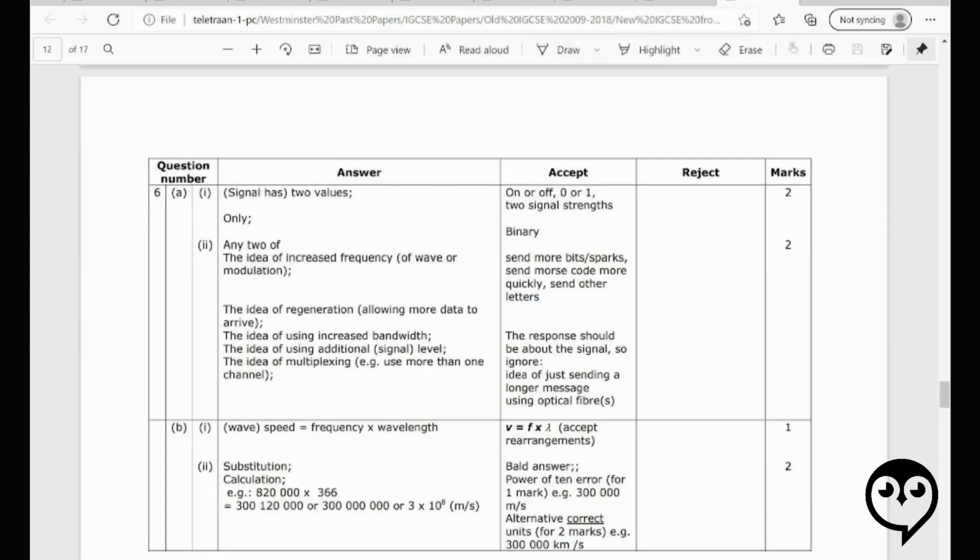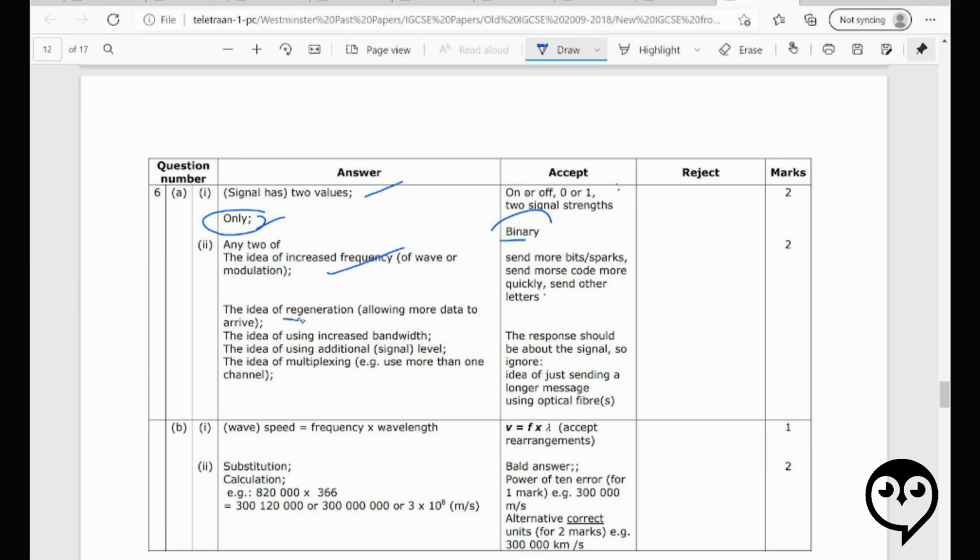Let's check the answers. The signal has 2 values and only 2 values. So you can say it's binary, you can say it's on or off, 1 or 0, but then you need to mention it's only those 2. Which is what binary means. And let's see, any 2 of these ideas. So it can increase the frequency is what I said. Send more Morse code more quickly. What else have they got?